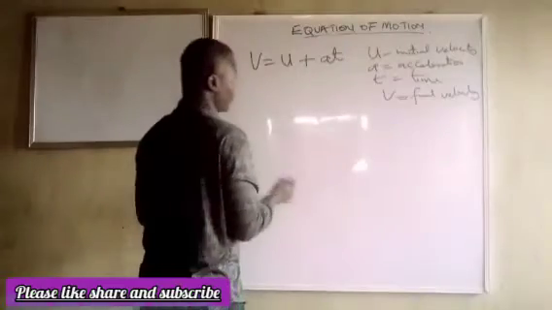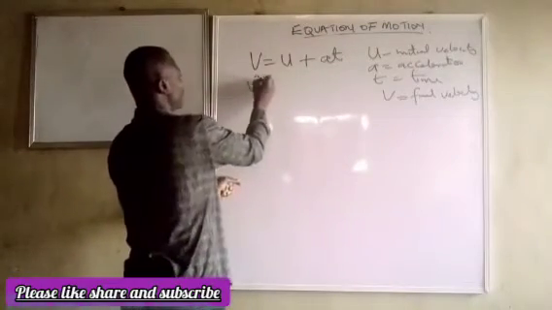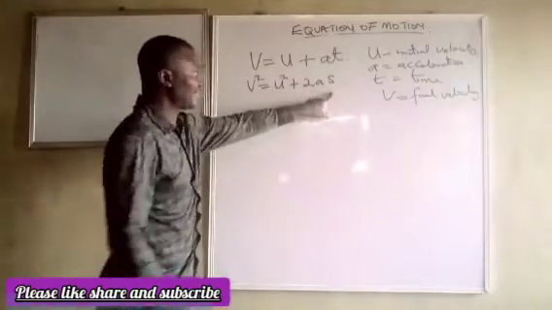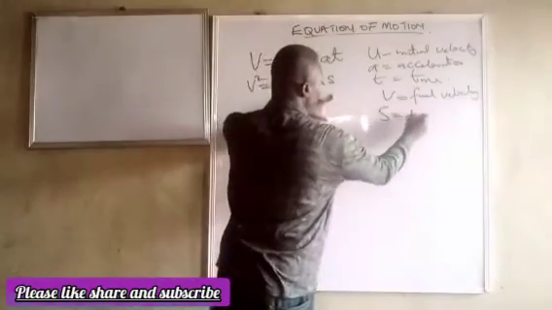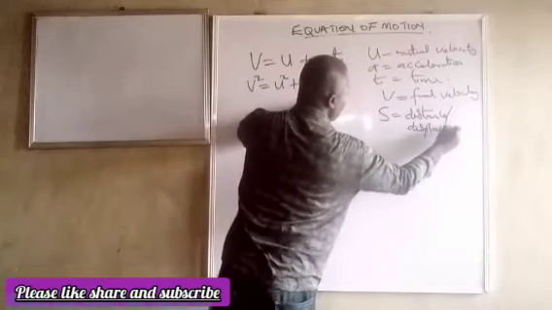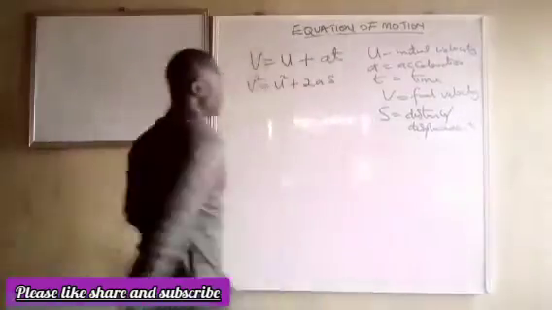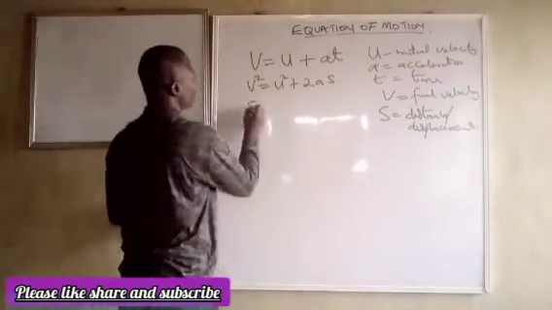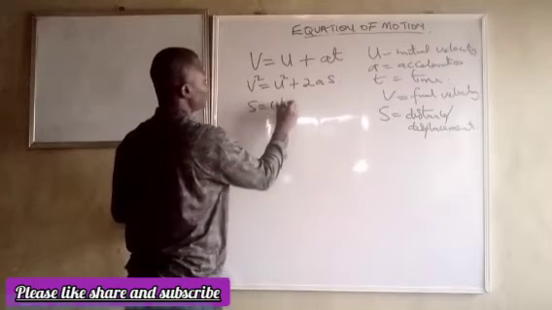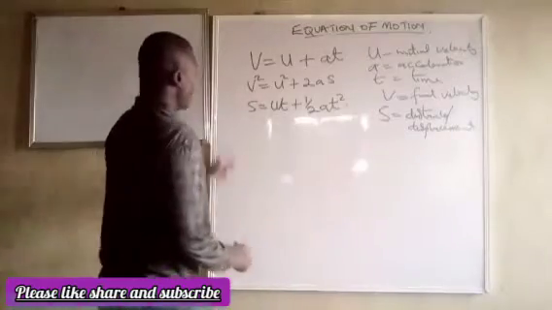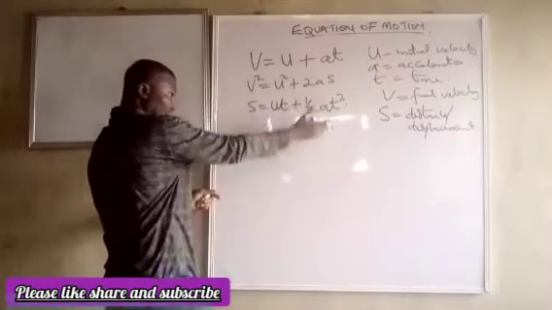We also have another equation: V squared equals U squared plus 2as. We have brought in another entity here now. So S is the distance or displacement. In physics, when we talk about distance, we are referring to displacement mainly. We also have this equation, S equals ut plus half at squared. That's how we derive this equation.